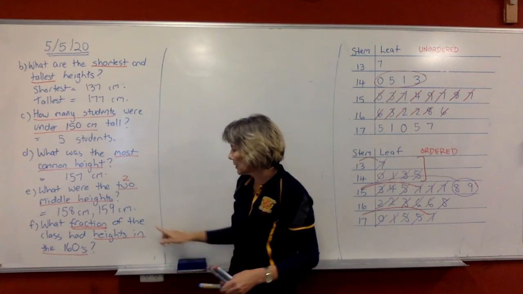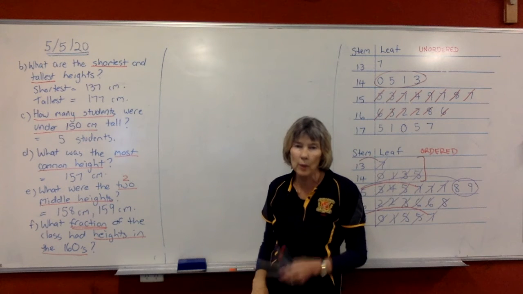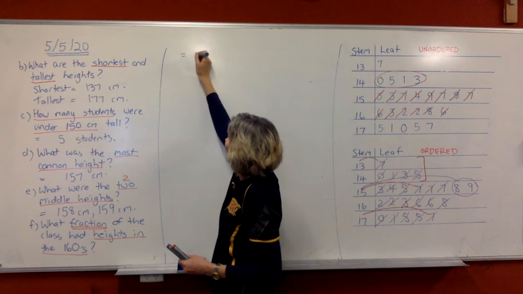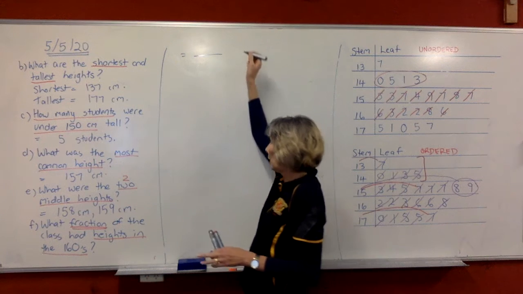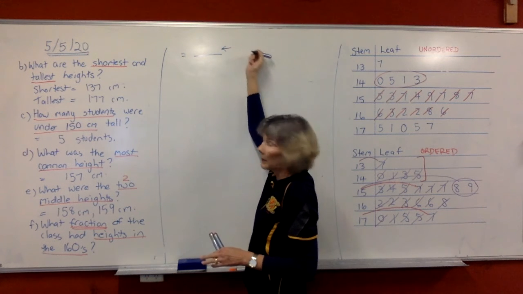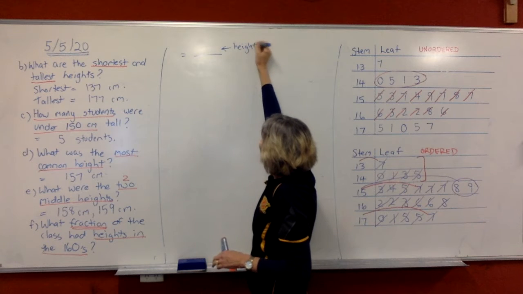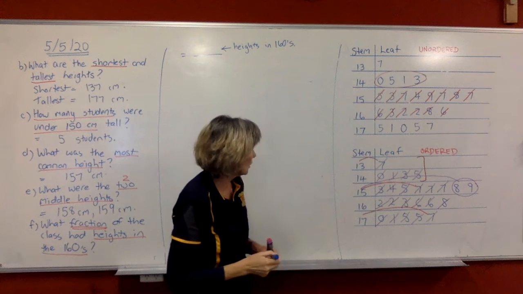All right, now this one says, what fraction of the class had heights in the 160s? So we want to give a fraction answer. So let's draw a fraction bar. And up the top, we want to know the number of students who had heights in the 160s. That's what's going up there. So let's have a look.